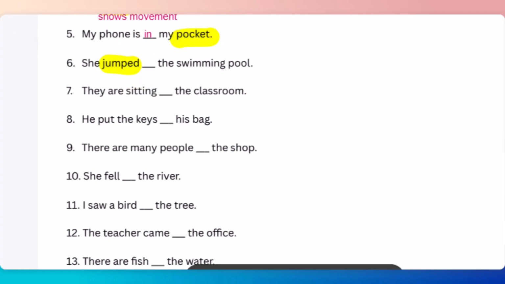In this case, we see movement because jump means that you are moving. It shows us movement, and in this case, jumping into the swimming pool. So it tells us that the person is going into the swimming pool.